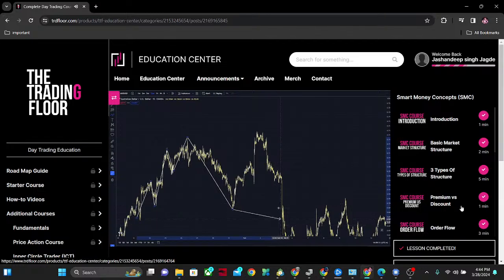This is a textbook example of a liquidity sweep. If you see something like this, take it every single time. This is where the smart money is moving.